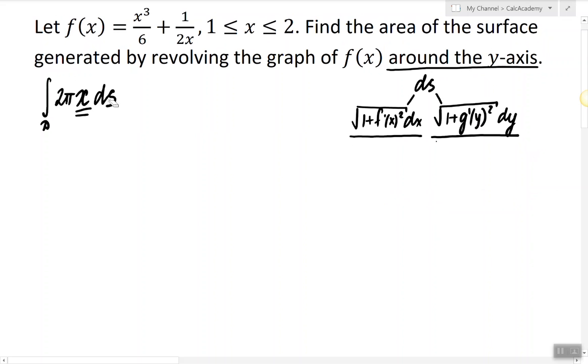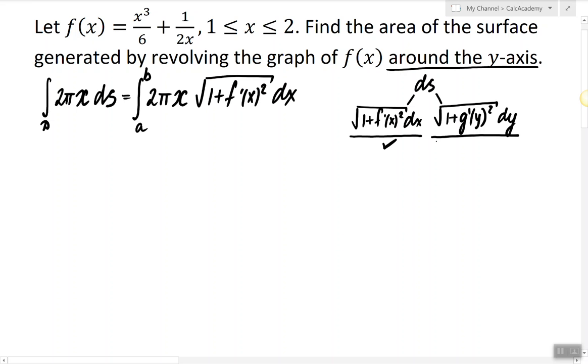In our case, the function is given to us as a function of x, and the limits are given for x, meaning the choice is obvious. We're going to interpret ds this way. So the formula that we'll be using is the integral from a to b with respect to x. Here I leave x as x, and instead of ds I write the square root of 1 plus f prime x squared dx. So in order for me to find the surface area, I have to evaluate this integral for a given function f.